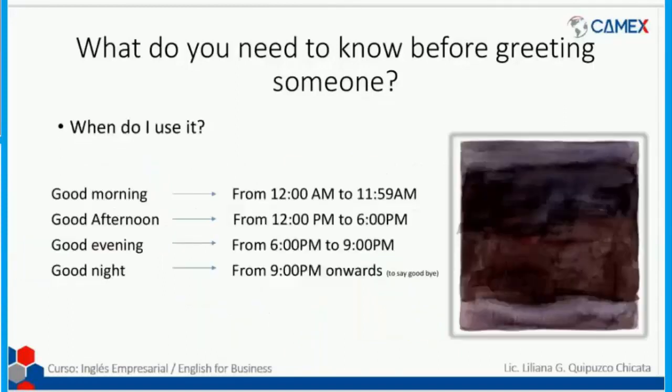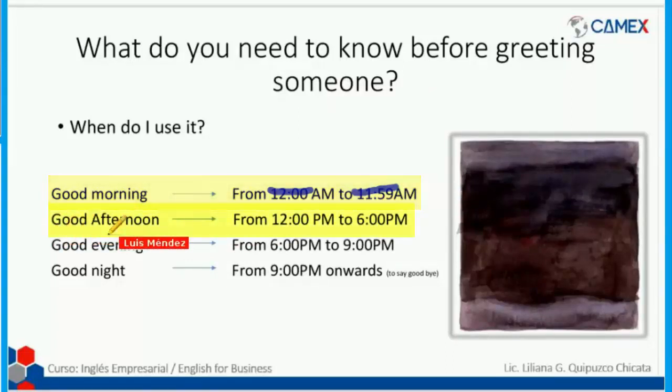So now we're going to see, when do I use good morning, good afternoon, good evening, and good night? First of all, good morning is when you speak to a person from 12 a.m. until 11:59 a.m. So this is from midnight, medianoche, from midnight until 11:59 a.m., before noon, antes de mediodía.